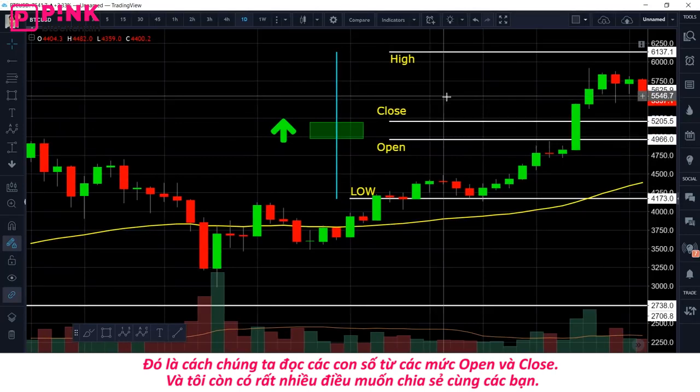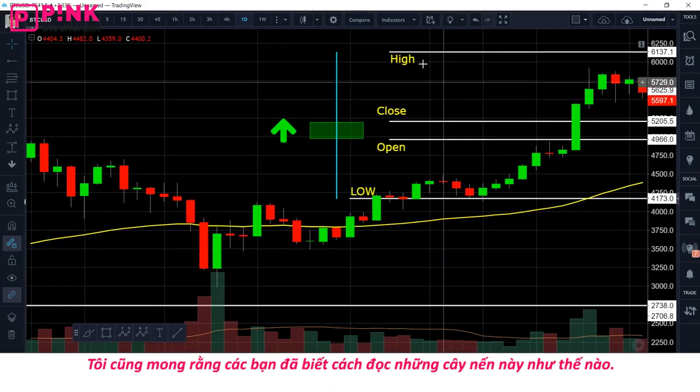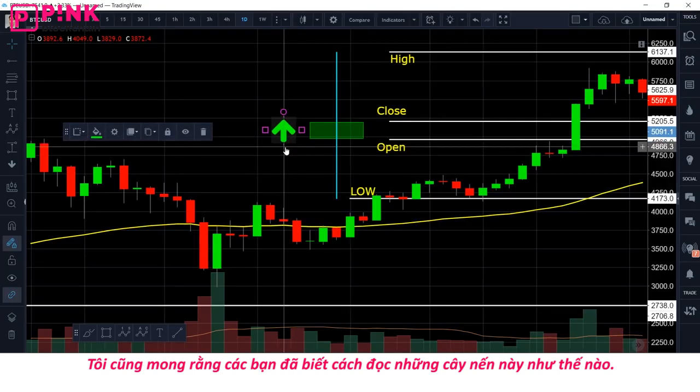And we're gonna get into so much detail, guys. There's so much crazy stuff that goes on in my head that just needs to get out. And I need to teach people how to do it properly, okay? So I love to read candlestick formations because candlestick formations tell a beautiful story of what's going on, okay? So I hope that you guys have an idea of how to read this as well now.